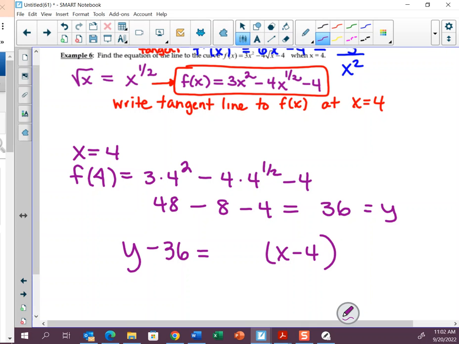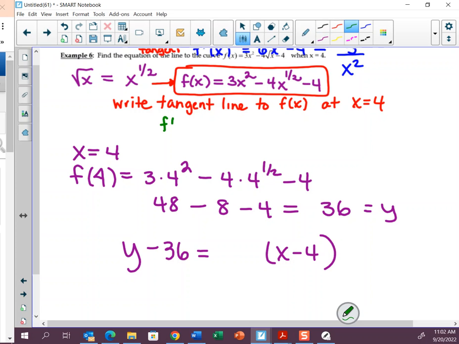As tempted as you're going to be to grab your calculator when you're doing this, don't. You have to be able to do this without a calculator. The only way you're going to get better at doing it without the calculator is trying to do it without the calculator. Even if you make mistakes, if you just grab it, then you're never going to get better at it. 4 to the 1/2, square root of 4 is 2, 2 times 4 is 8, 16 times 3 is 48, 48 minus 8 minus 4, 36. All right.